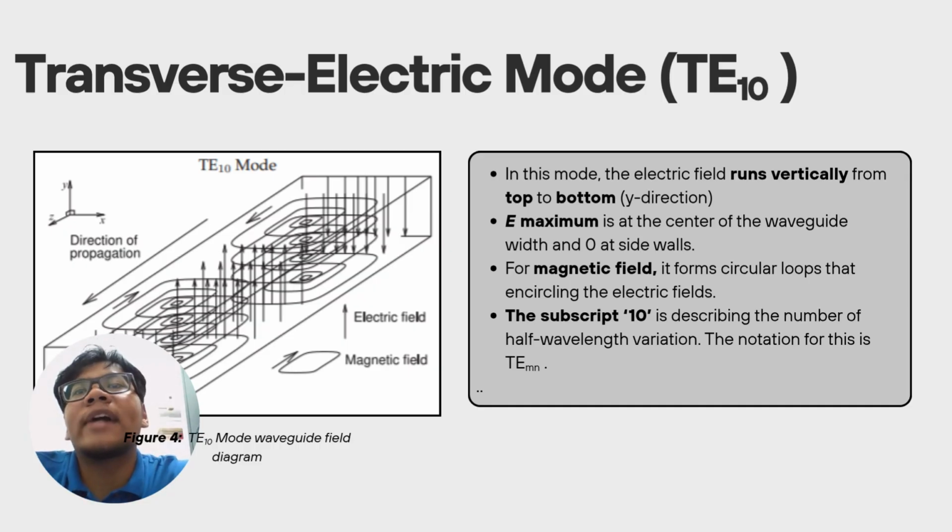Now let's take a look at the TE10 mode, one of the most common modes in rectangular waveguides. In this mode, the electric field runs vertically from top to bottom in the y direction. The electric field is maximum at the center of the waveguide and zero at the side walls. For the magnetic field, it forms circular loops that encircle the electric fields. The subscript 10 describes the number of half wavelength variations across the waveguide. The general notation for this is TE subscript mn, where m and n indicate the mode numbers.